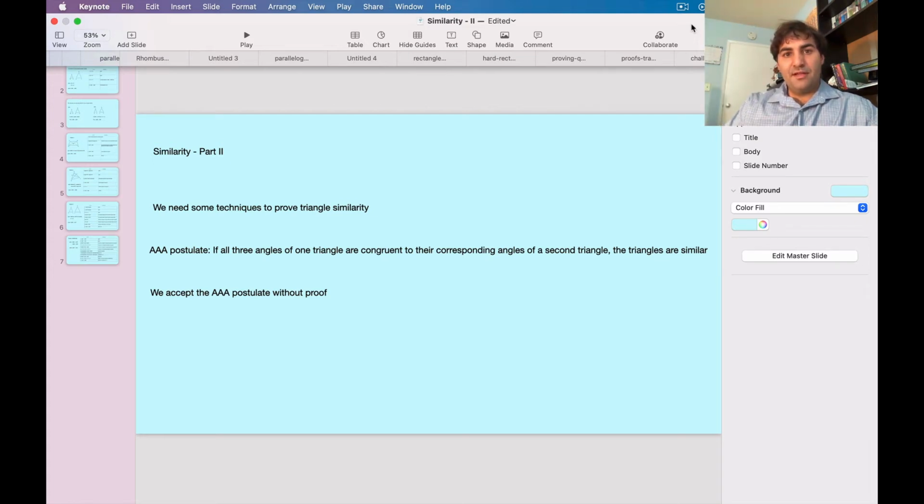In this tutorial I'd like to talk about similarity. We need to develop some techniques to prove triangles are similar. The most fundamental is the angle postulate, which says if all three angles of one triangle are congruent to their corresponding angles of a second triangle, then the triangles are similar. So we accept the angle postulate without proof.